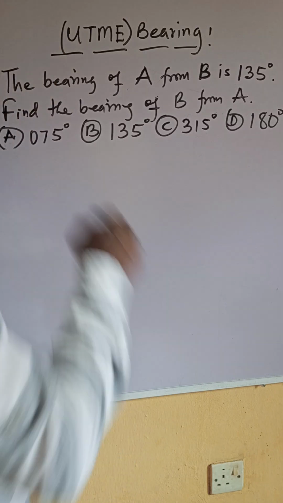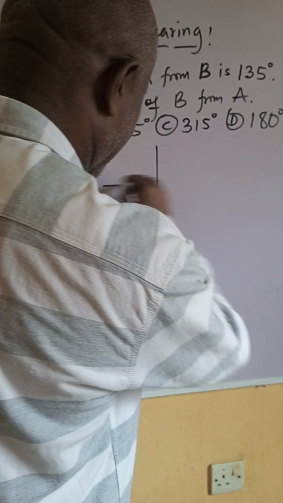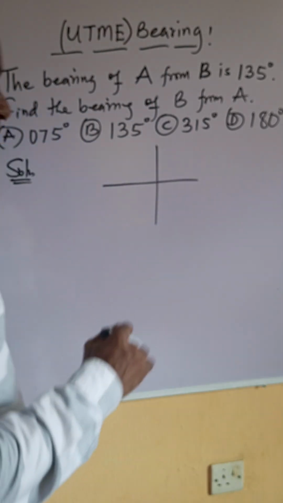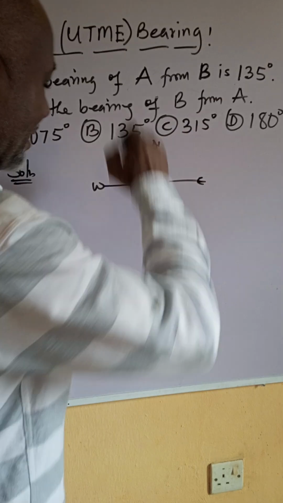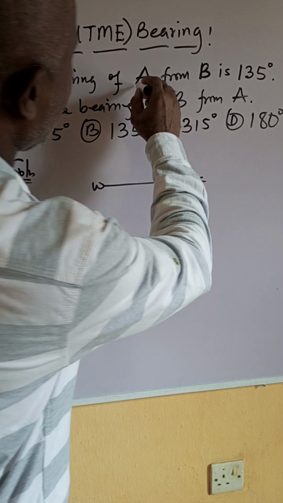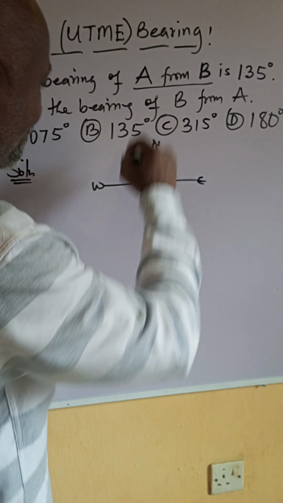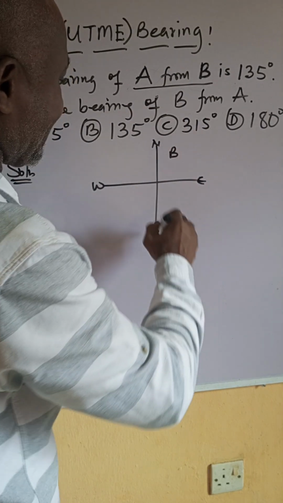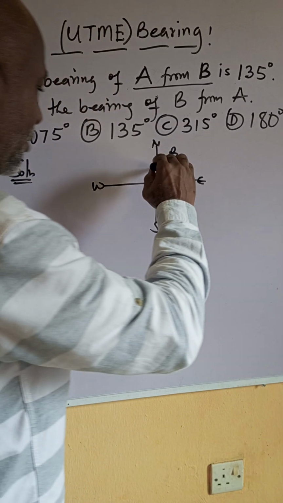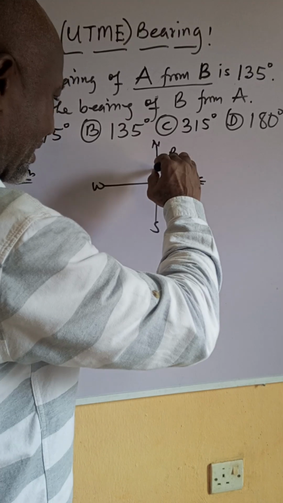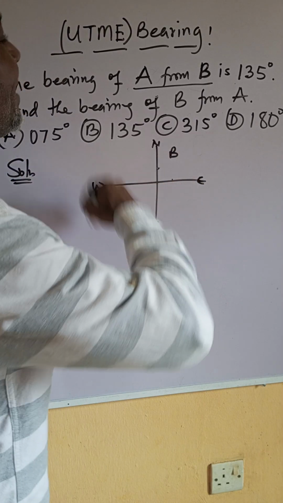Without wasting time, solution: all you need to do is just do your sketch of the four cardinal points. We have east, west, north and south. Now, underline this A from B. The bearing of A from B, so from B, is 135 degrees. Each of these quadrants here is 90, 90 makes 180, 90 makes 270, and 90 makes 360.